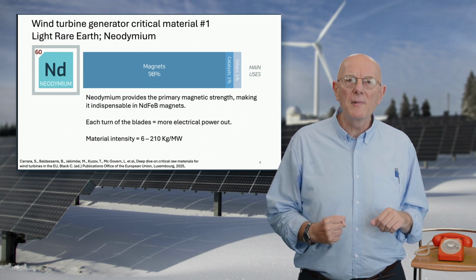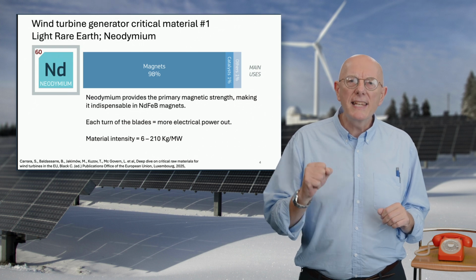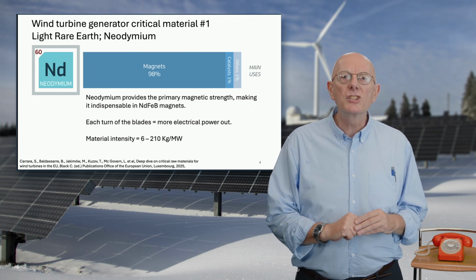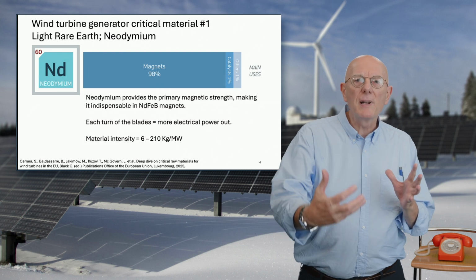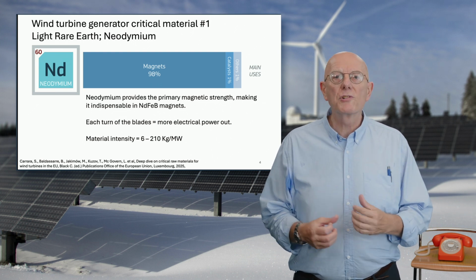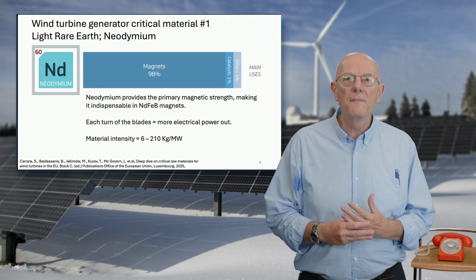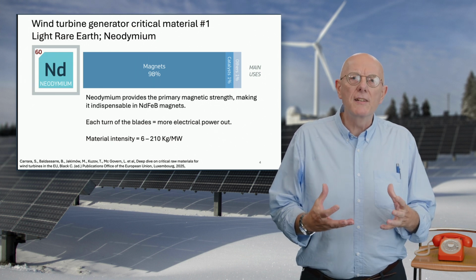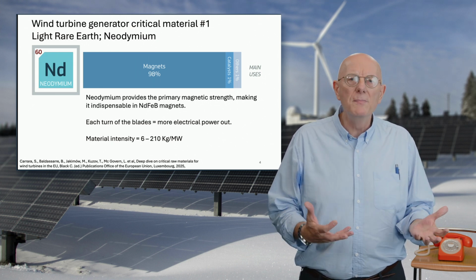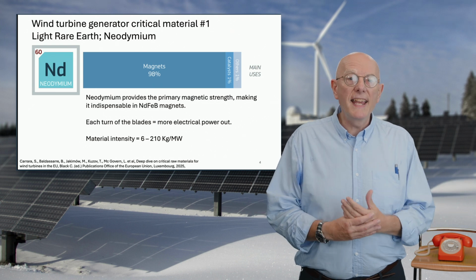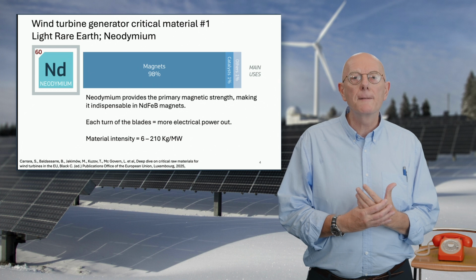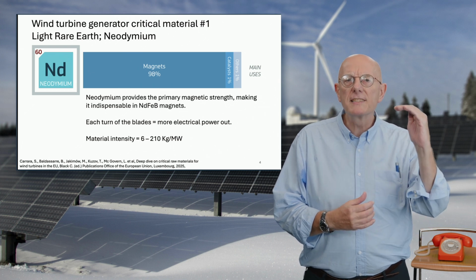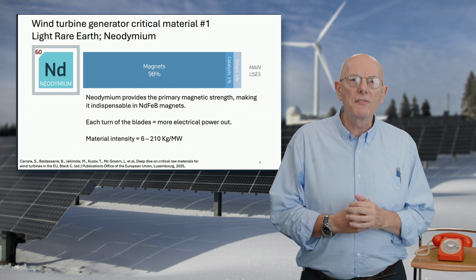Neodymium provides the primary magnetic strength, making it indispensable in the generator magnets. Put simply, each turn of the blades equals more electrical power out. The material intensity of neodymium in wind turbines varies from 6 to 210 kilograms per megawatt of power of the wind turbine. The higher figures are typically found in the direct drive generators.